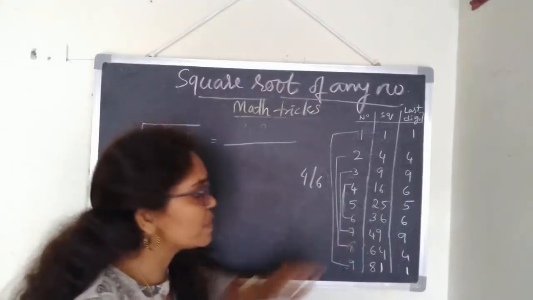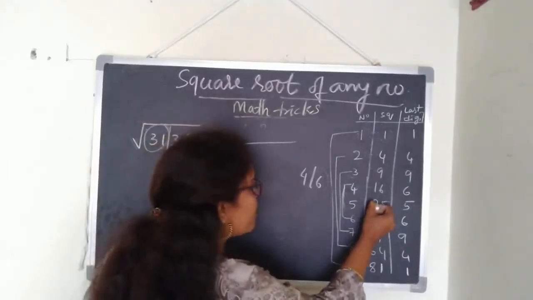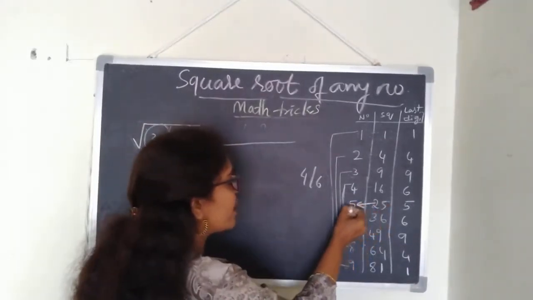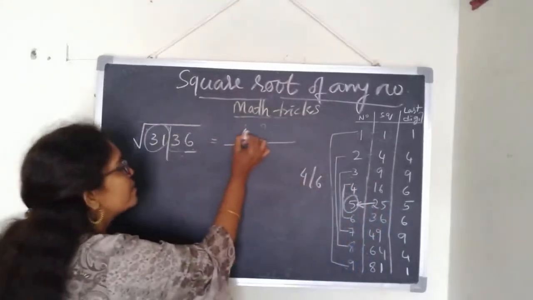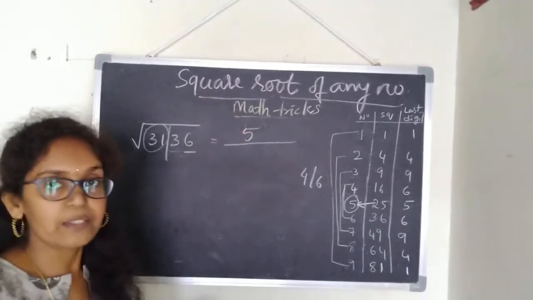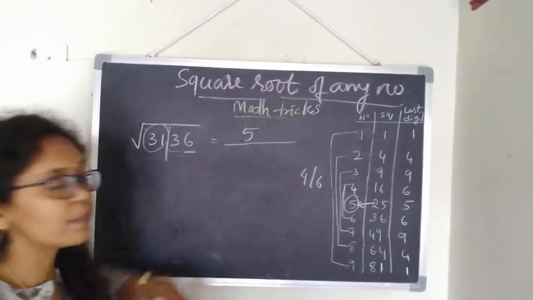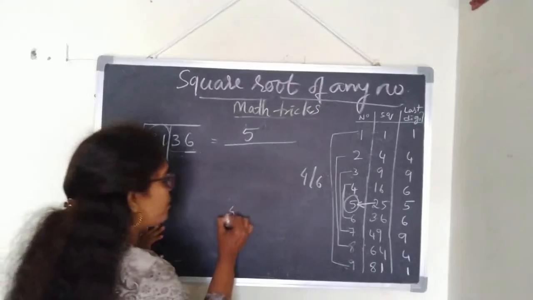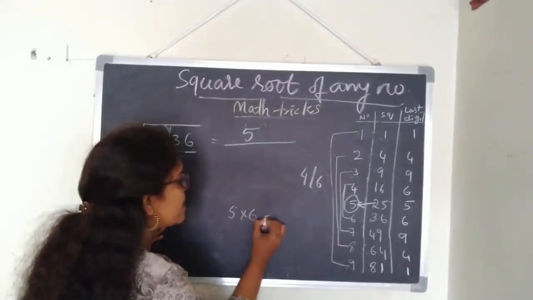In these two numbers, which is the smaller one? 25. 25 is the square of 5. So our required number is 5. And what would be the next number? To find this out, we have to multiply this number with the next number. 5 into 6, 5 6s are 30.